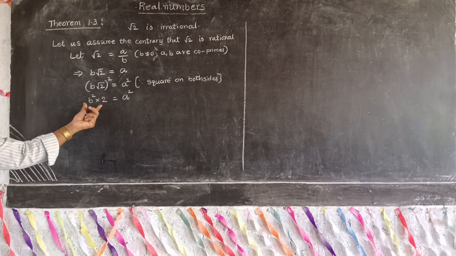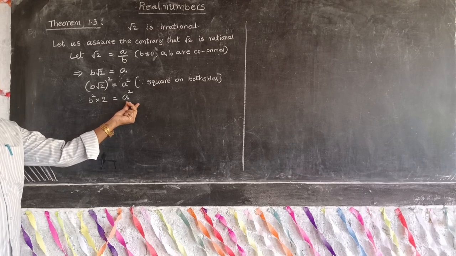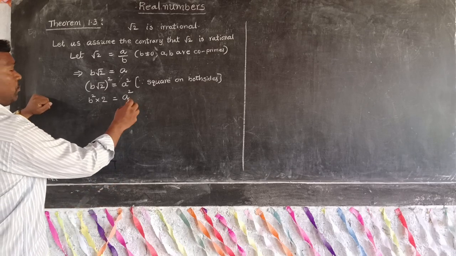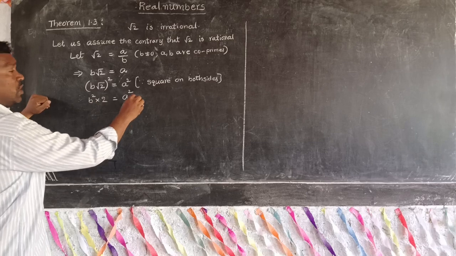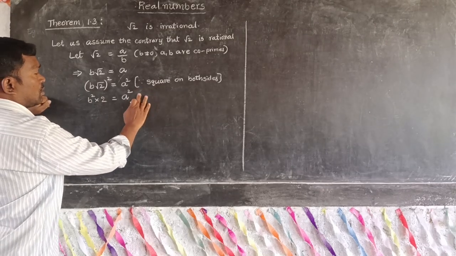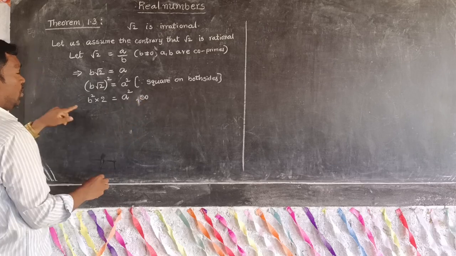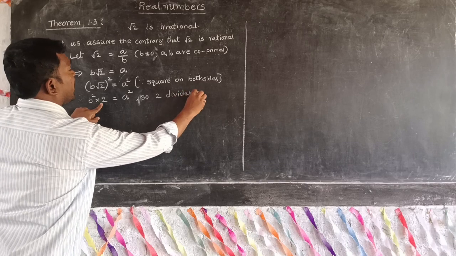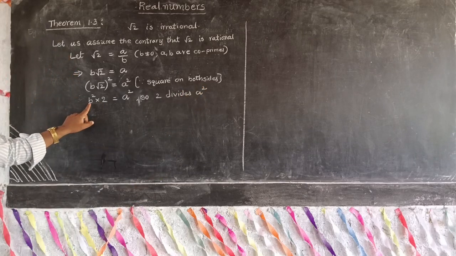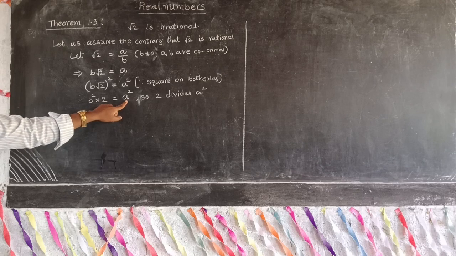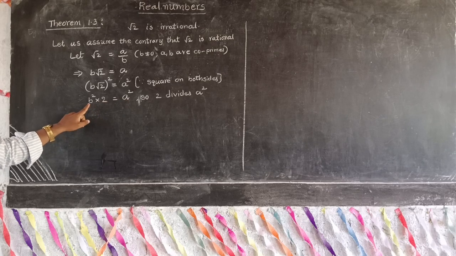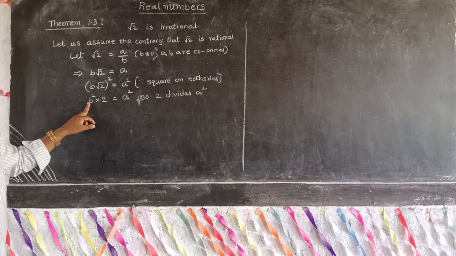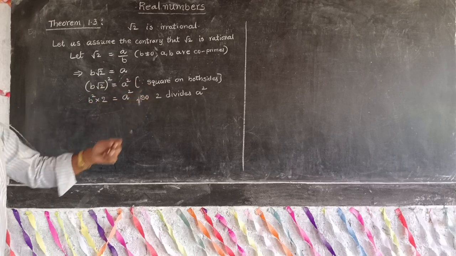That means these two are the factors of a square. Therefore, 2 divides a square. b square into 2 equals a square. According to the fundamental theorem of arithmetic, these two numbers are factors of a square. So b square divides a square, right? And 2 divides a square.